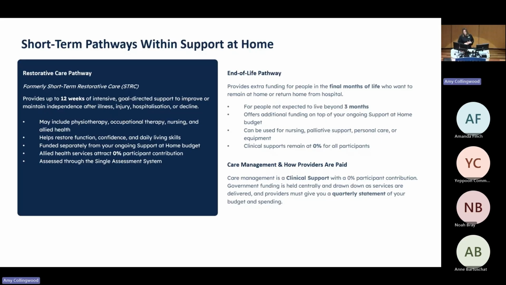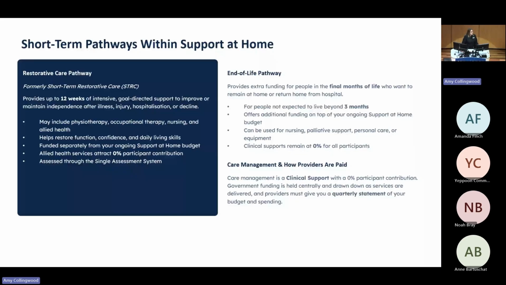Now, case management, how are we paid as providers? Everyone wants to know how that's working. Traditionally in the past, we were paid anywhere up to 30 to 35% of your package funds. That is no longer the case. So aged care providers get 10% of your quarterly budget, and it's a pooled 10%.